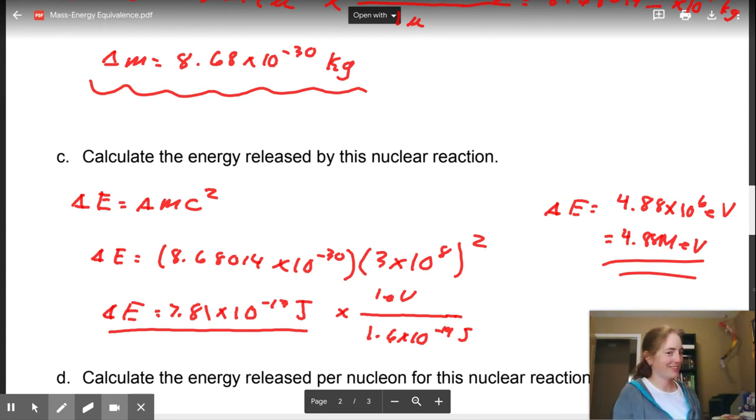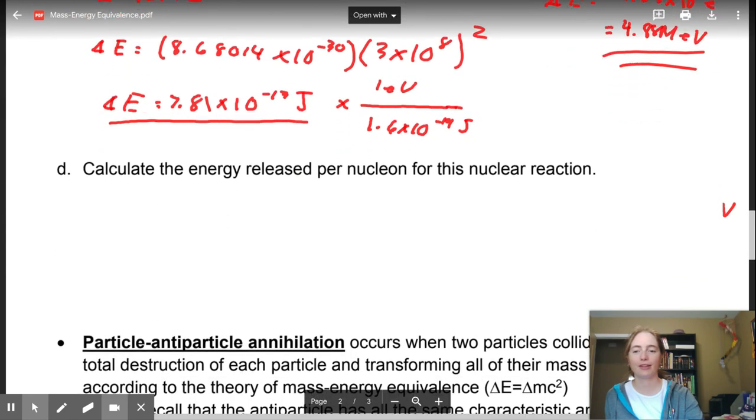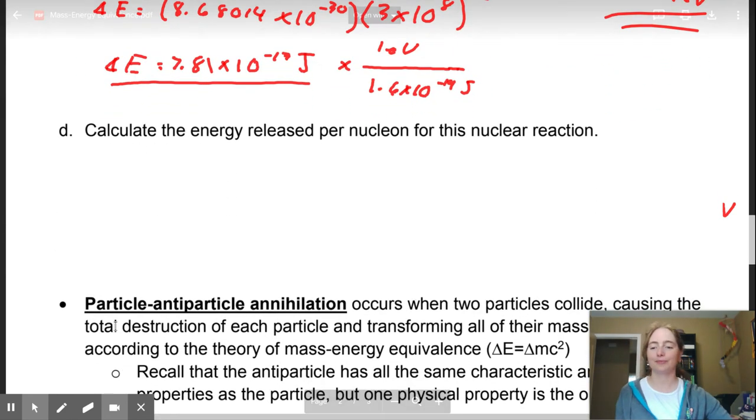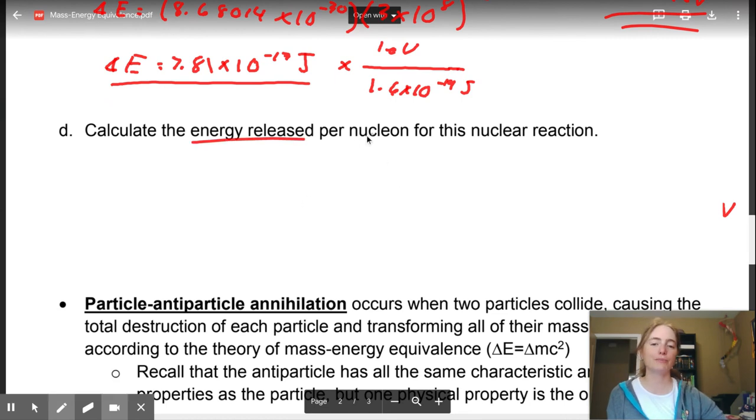All right. So, ladies and gentlemen, ready for the next one? Hopefully you guys didn't cost yourself half a point on sig digs like I did there. All right. So, ladies and gentlemen, calculate the energy released per nucleon for this nuclear reaction.